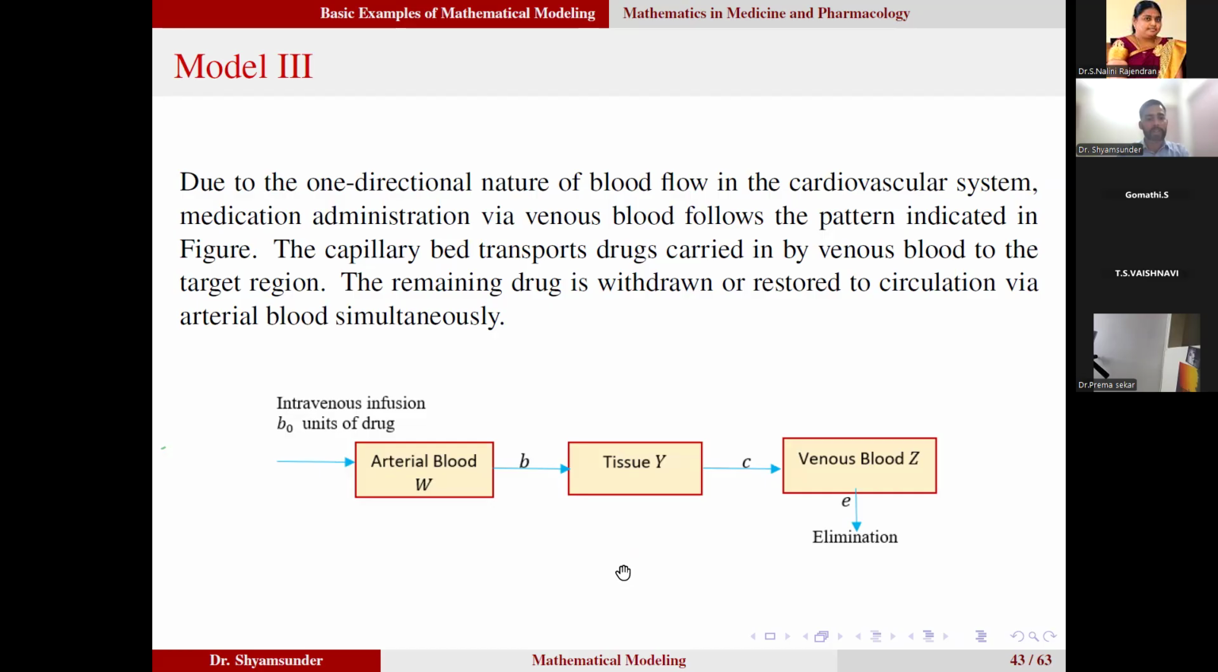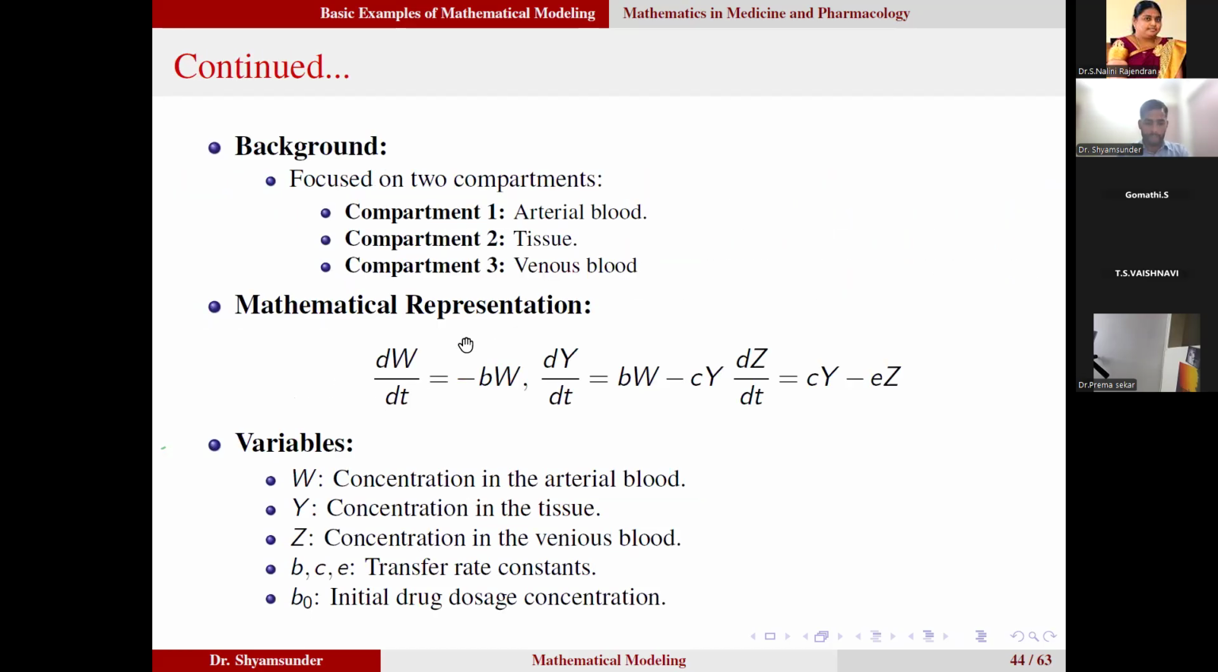Then there are three equations. The first equation is for W, the second is for Y, and the third is for Z. We solve these equations, and then we easily interpret the results for the drug diffusion.